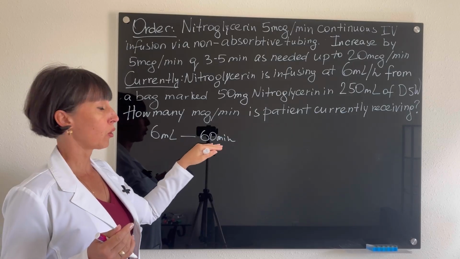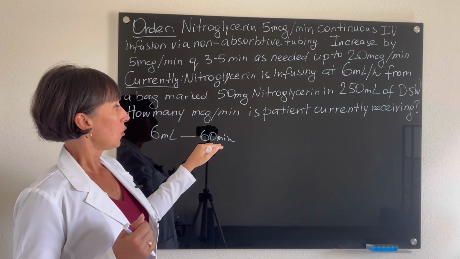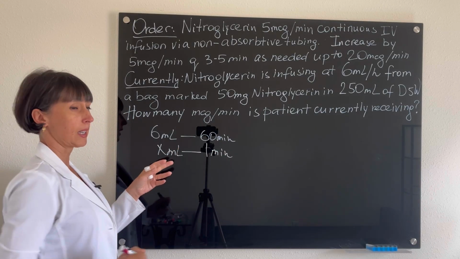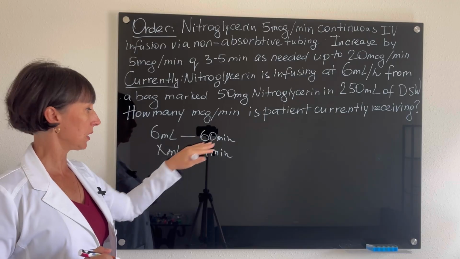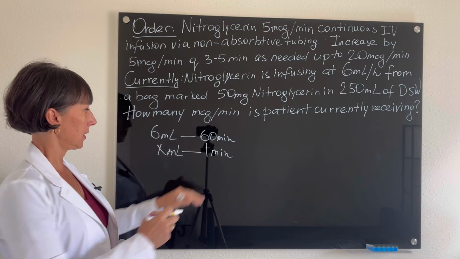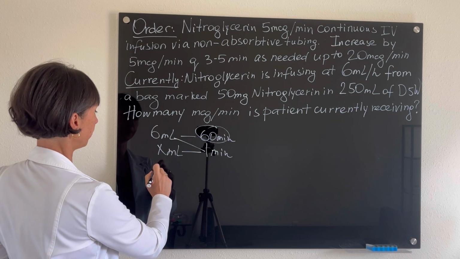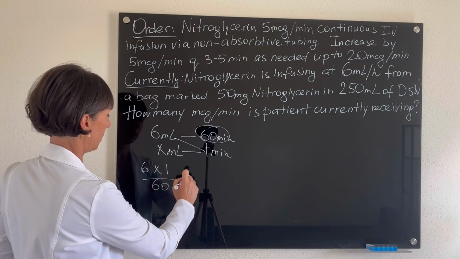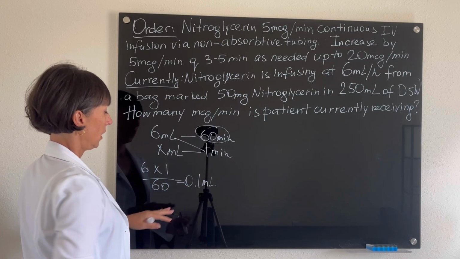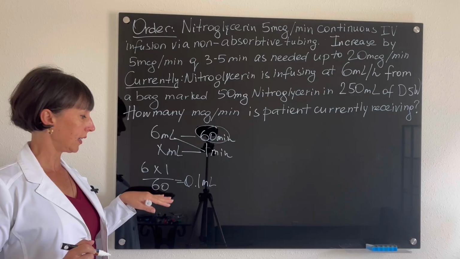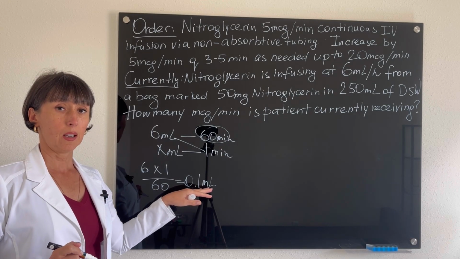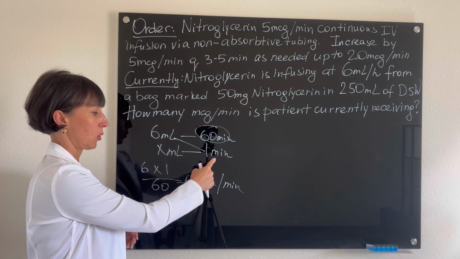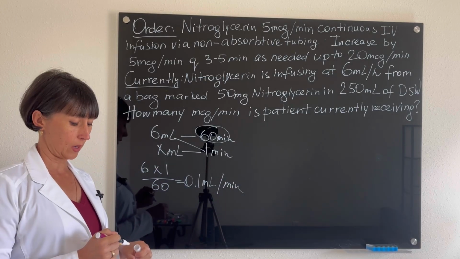And say 6 milliliters are going over 60 minutes, that's 1 hour, right? To go to minutes, I'm going to put 1 minute here, is X milliliters. So 6 mLs over 60 minutes, how many mLs over 1 minute? Multiply and divide. And I find that 6 times 1 divided by 60 is 0.1 milliliters my patient is receiving per minute, right? X milliliters per 1 minute. And I found that to be 0.1.